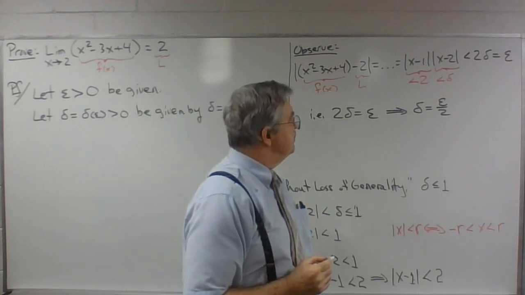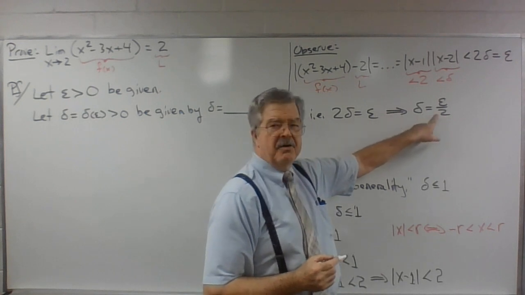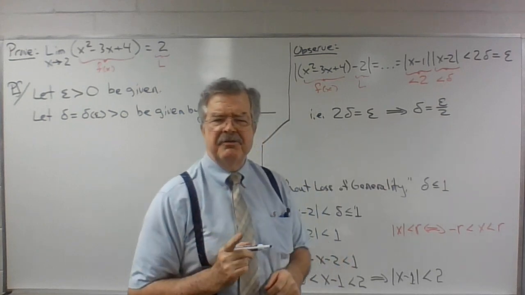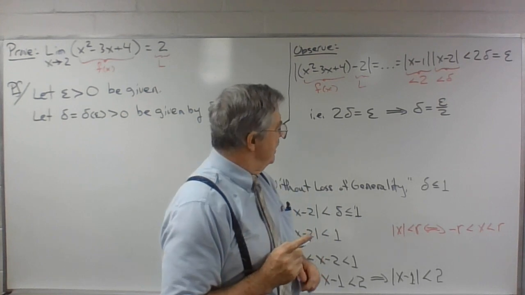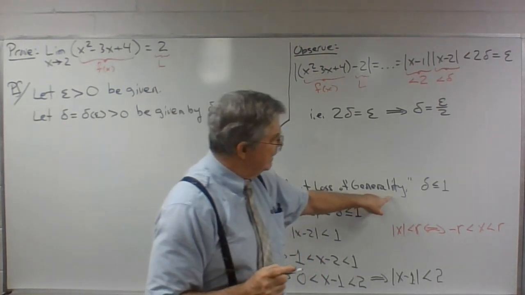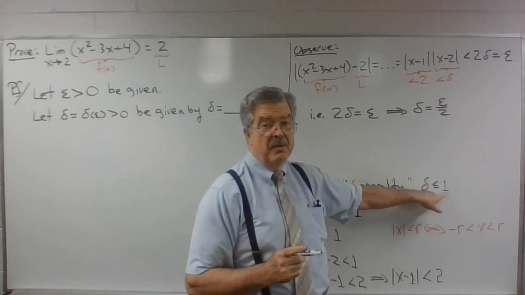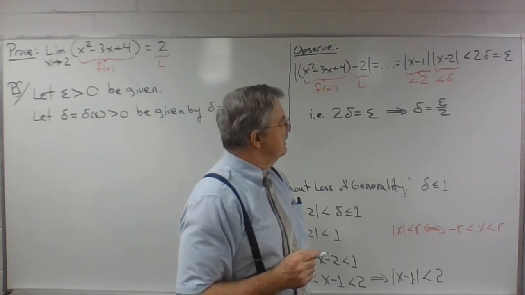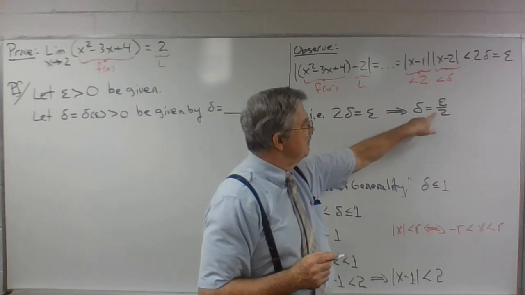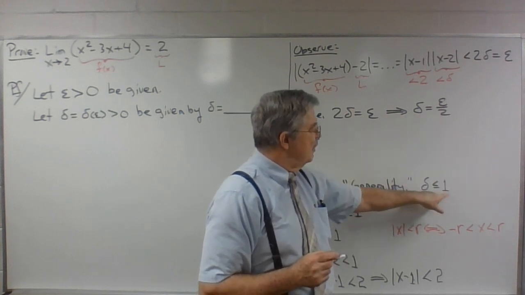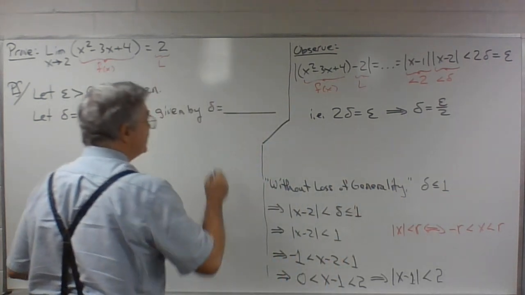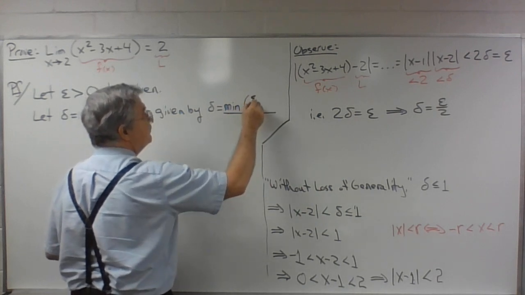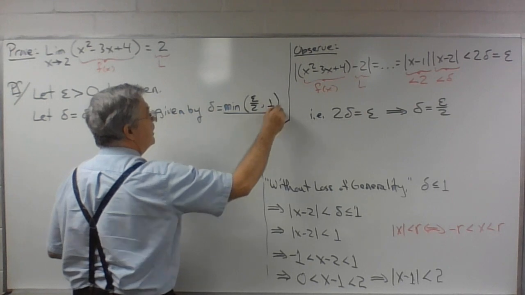So that's what delta is supposed to be. Delta is supposed to be epsilon over 2. But I did make another assumption on delta earlier on, didn't I? I said without loss of generality, delta is less than or equal to 1. So in order to make this proof work, delta either has to be the smaller of epsilon over 2 or 1. So that's what I'm going to put here. Delta is the minimum of epsilon over 2 and 1.